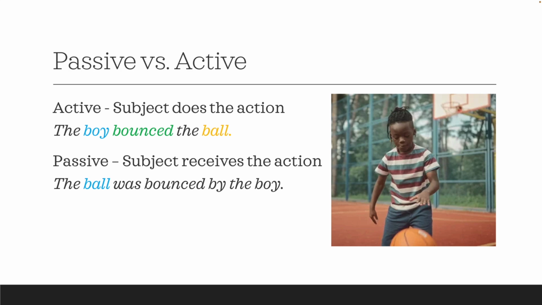A simpler version, let's look at it this way. An active voice sentence might say, the boy bounced the ball. A passive sentence would say, the ball was bounced by the boy. See how that's not directly doing the action, was bounced as opposed to bounced.